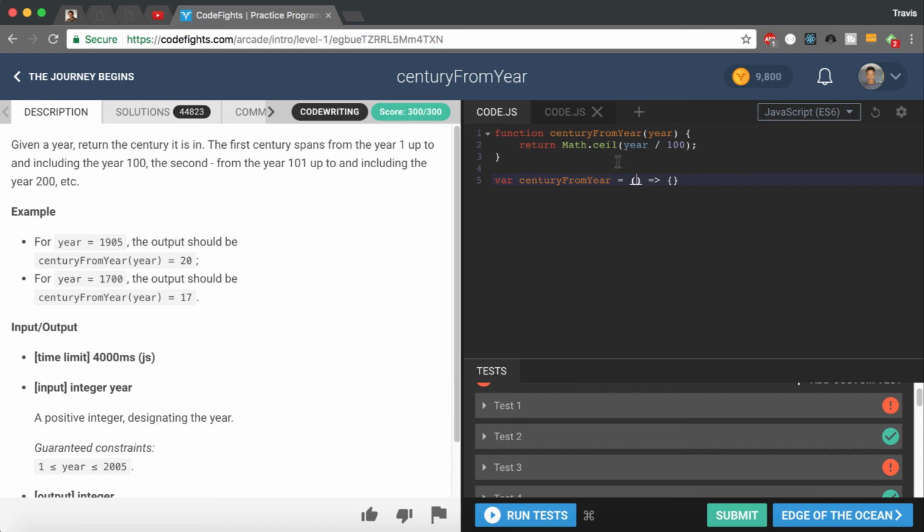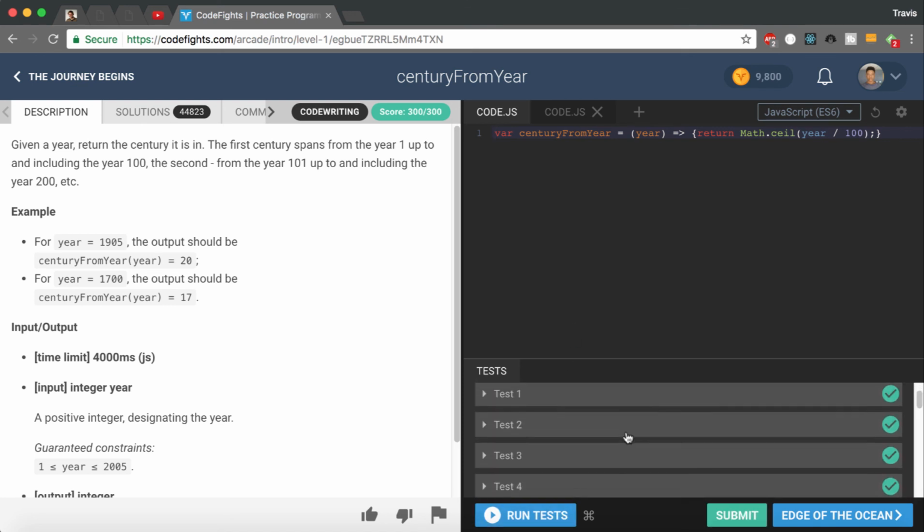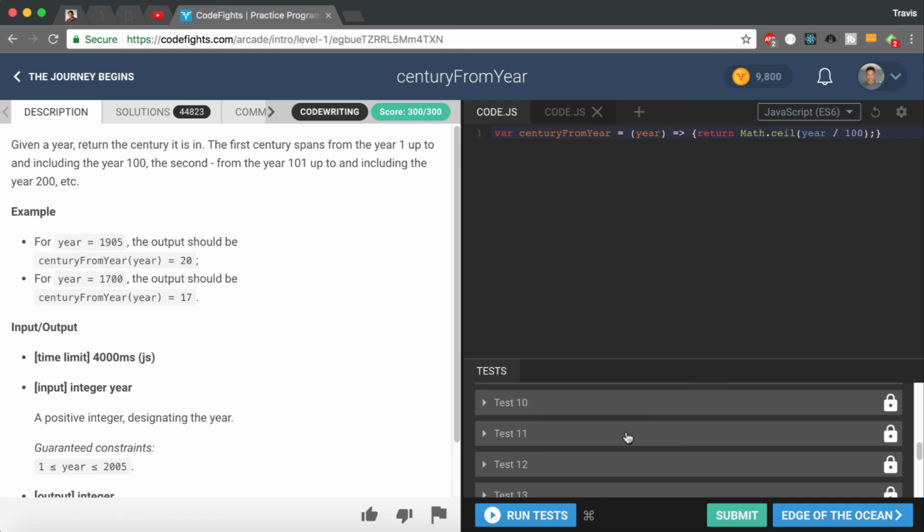In the parentheses, we're going to have our parameters. In our case, it's 1 parameter, and that's going to be year. The arrow function is basically a function, and we're going to put our code in here. So we're going to copy this return math.ceil and put it in here. And that's pretty much it. We're going to remove the traditional function and have this arrow function right here. Then we run the tests again to see if it's right or wrong. And as you can see, all the tests still pass. And yeah, that's pretty much it.